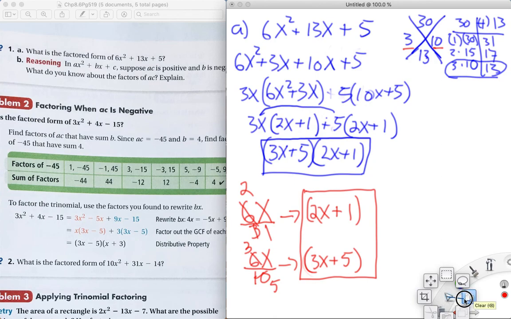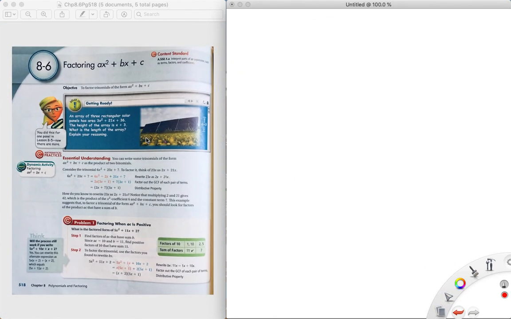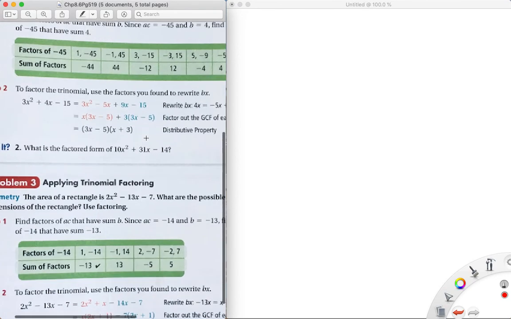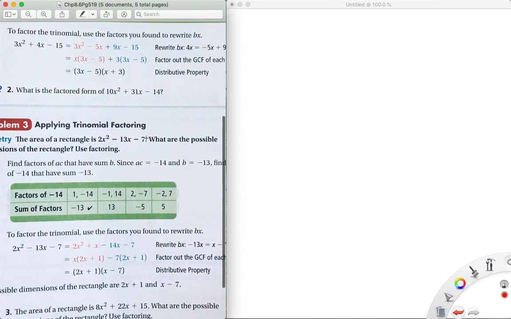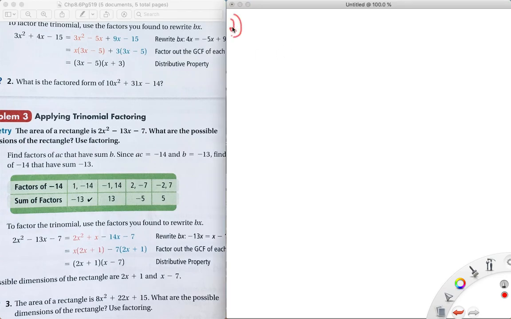Okay. Next example that they have for us is factoring when you multiply the two and they're negative. So for this one, for number 2, they give me 10x squared plus 31x minus 14.